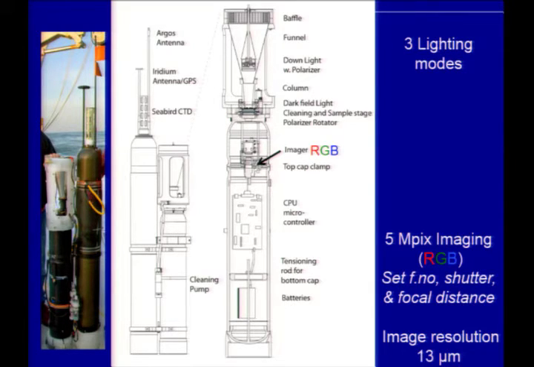To the left is a standard Argo float. It happens to be the one provided by Scripps. And on the right is a device that I call the optical sedimentation recorder. It has components which include a very high aspect ratio funnel, a downlight, an imaging stage, and down here there's an imager that looks straight up at the particles on this image plane.